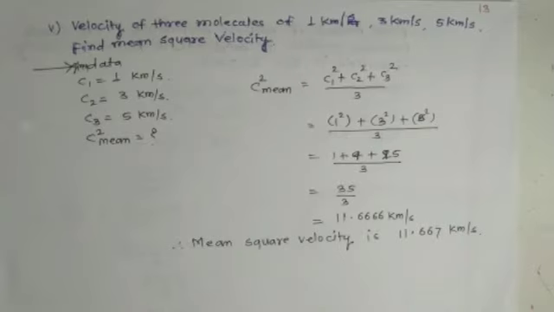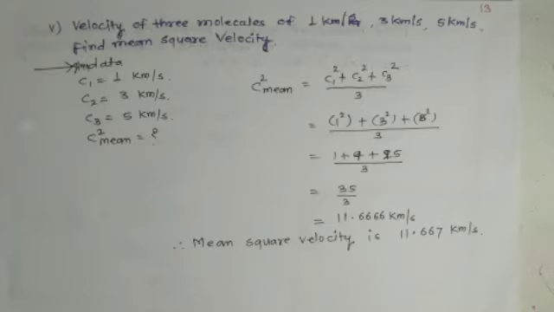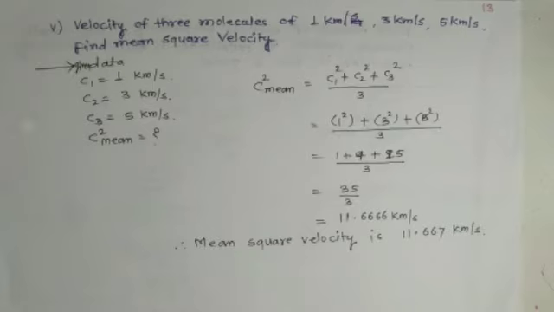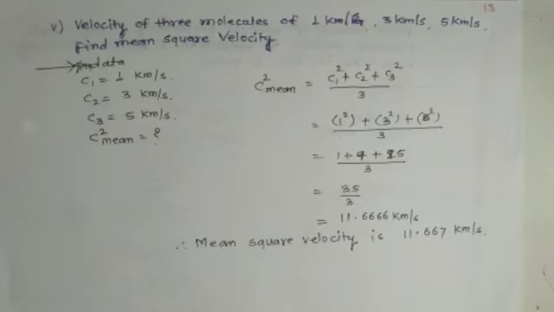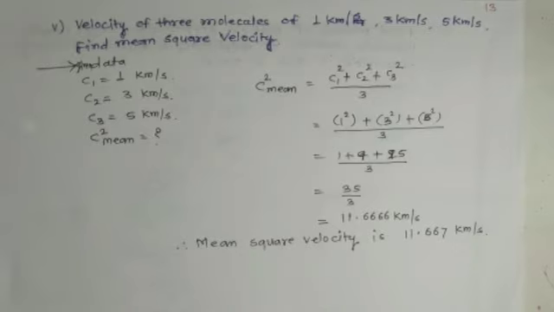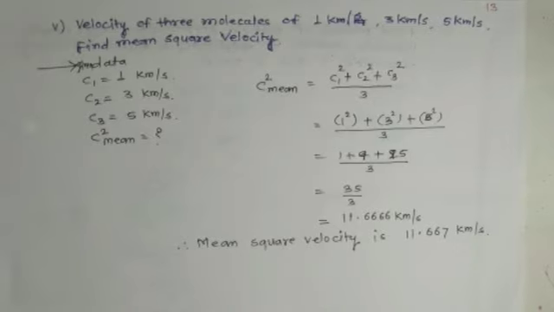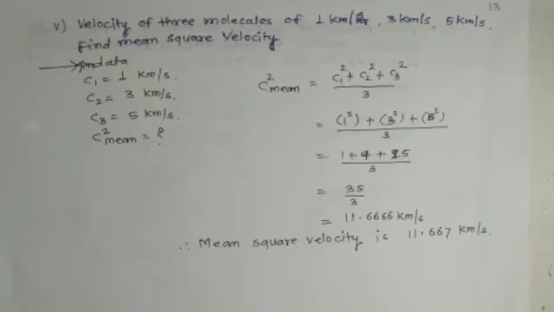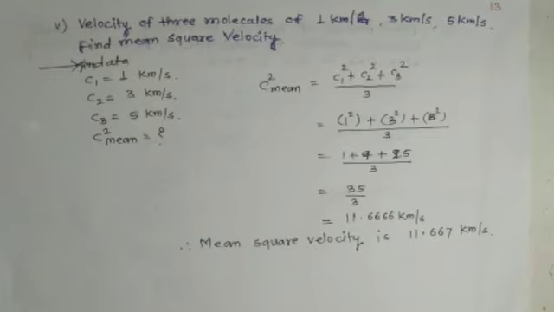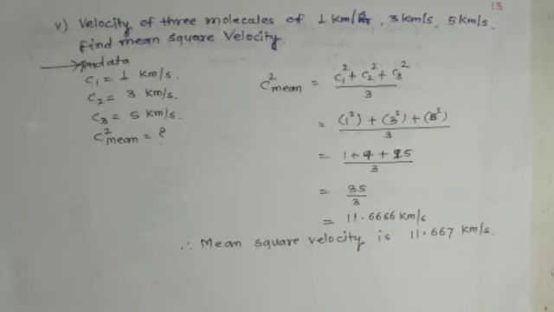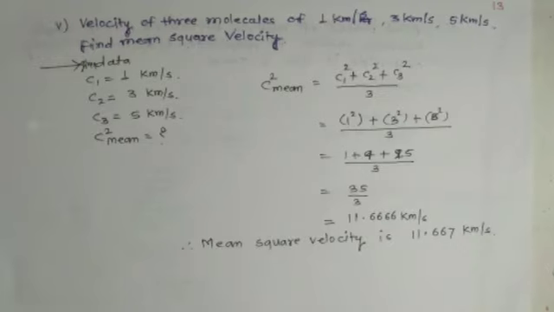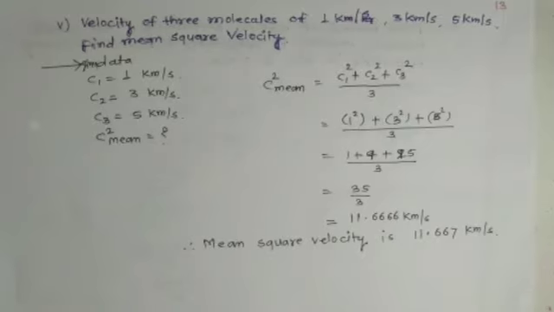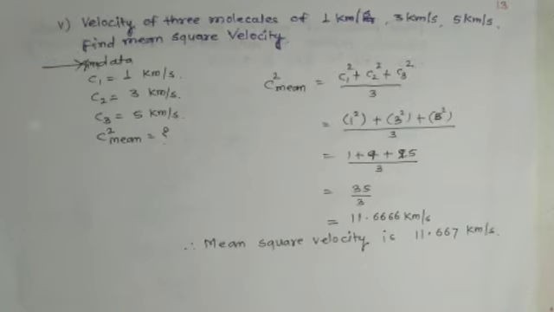Question 5 is numerical based. Question 5: velocities of three molecules are 1 kilometer per second, 3 kilometer per second, 5 kilometer per second. Find mean square velocity. So the given data is C1 equal to 1 kilometer per second, C2 equal to 3 kilometer per second, and C3 equal to 5 kilometer per second. We can find out C square mean, or mean square velocity, question mark.